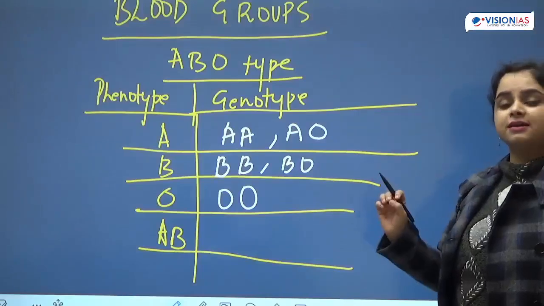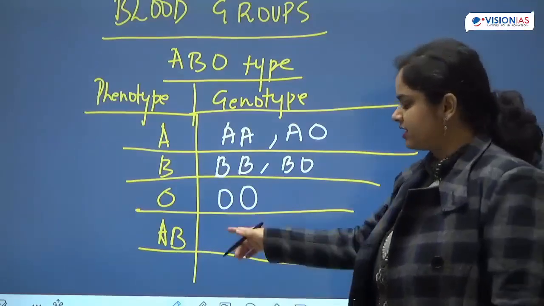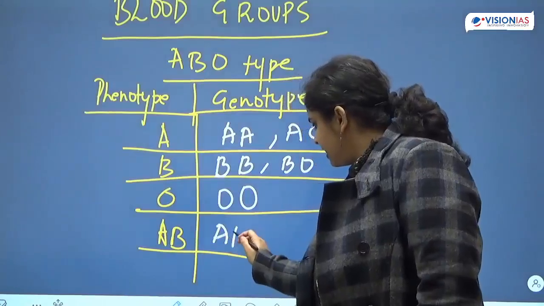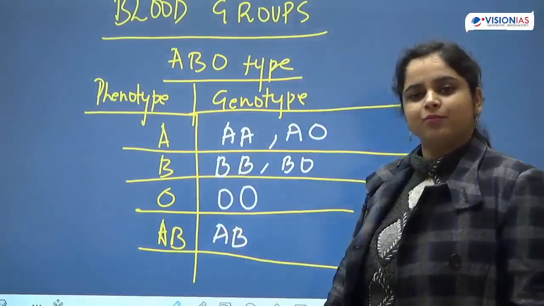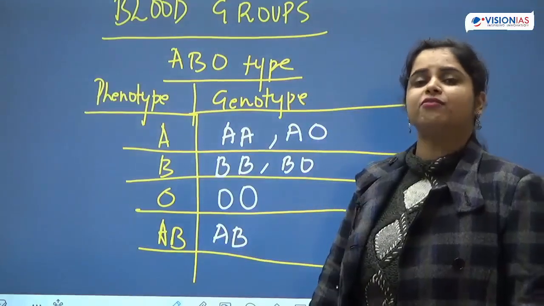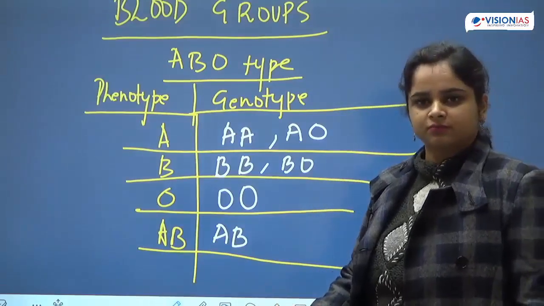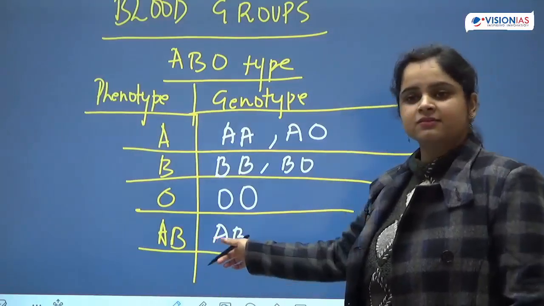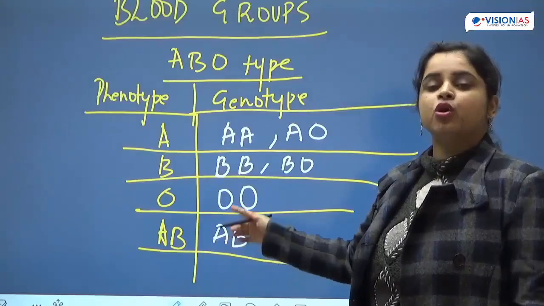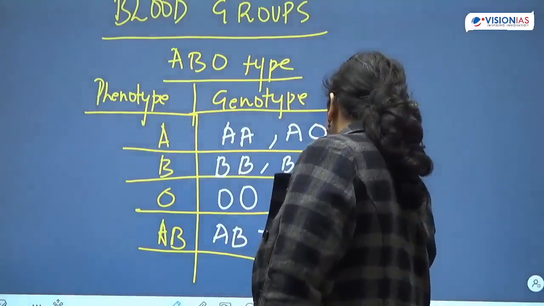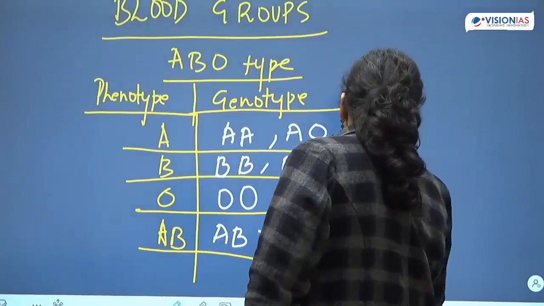There is one exception to Mendel's genetics, which is the AB blood group. In this, when A and B, they come together, they do not have a dominant recessive relationship amongst themselves. Okay, with themselves, A and B, they do not have a dominant recessive relationship. They are what we called co-dominant.